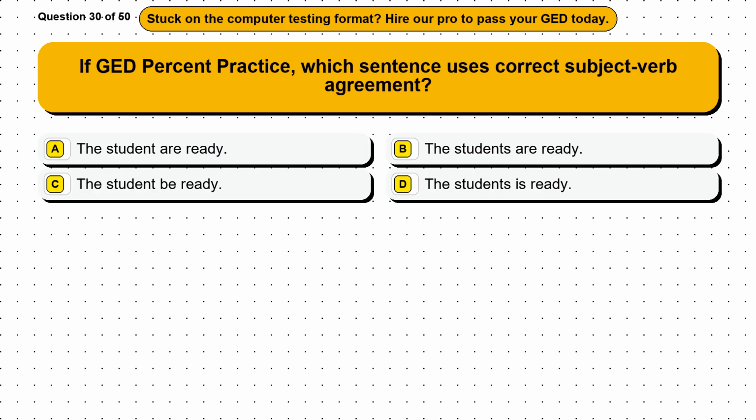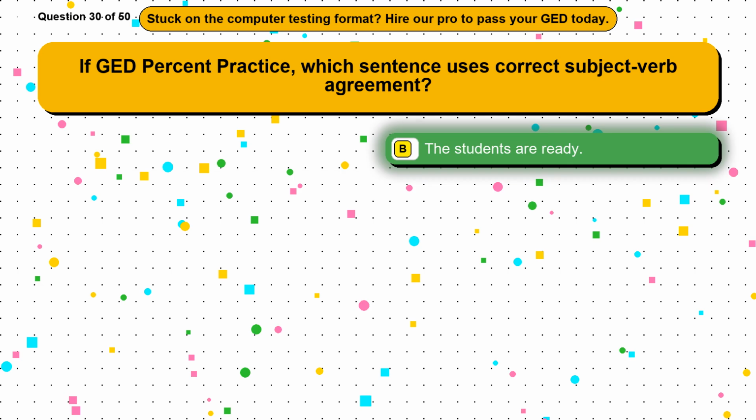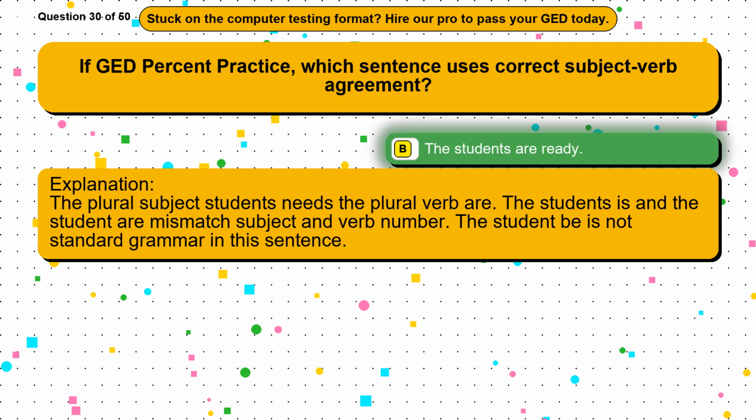Question 30. If GED percent practice, which sentence uses correct subject-verb agreement? Option A. The student are ready. Option B. The students are ready. Option C. The student be ready. Option D. The students is ready. The correct answer is option B. The students are ready. The plural subject students needs the plural verb are. The students is and the student are mismatch subject and verb number. The student be is not standard grammar in this sentence.